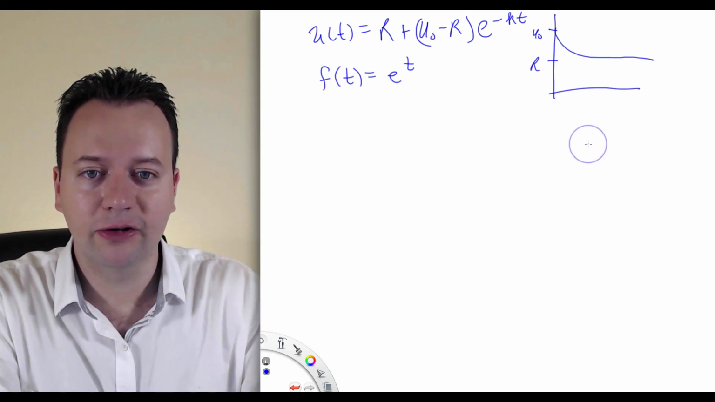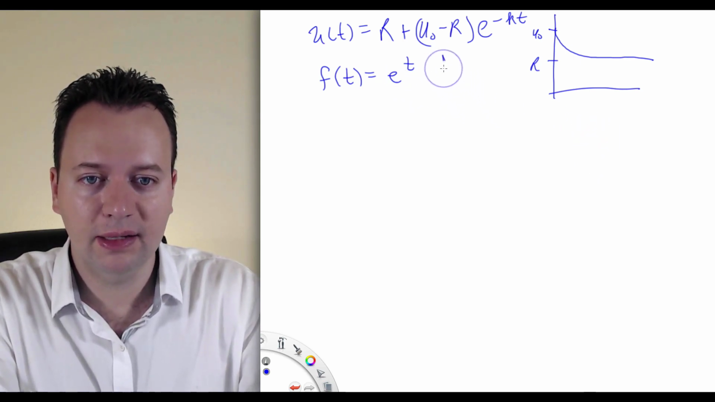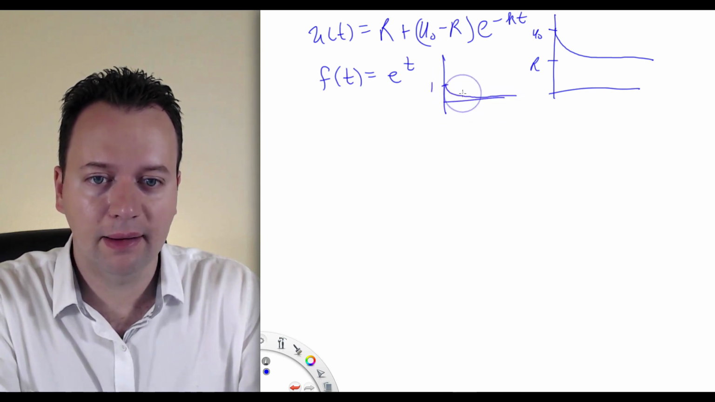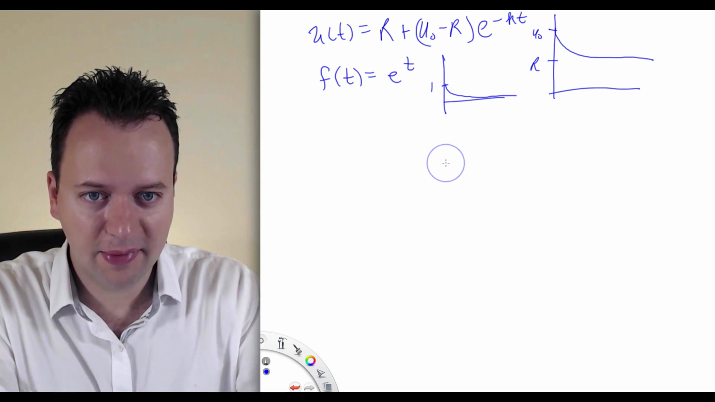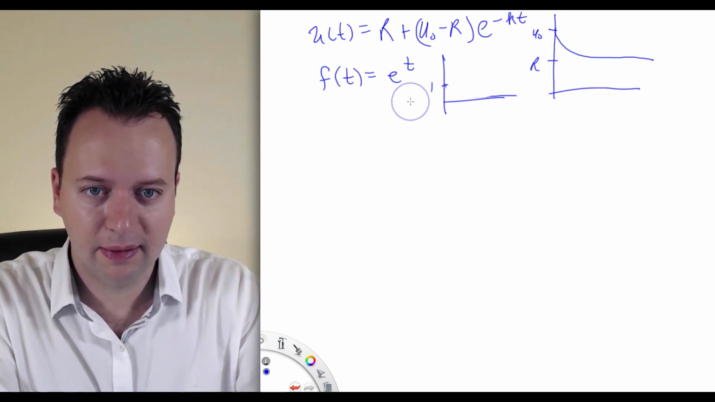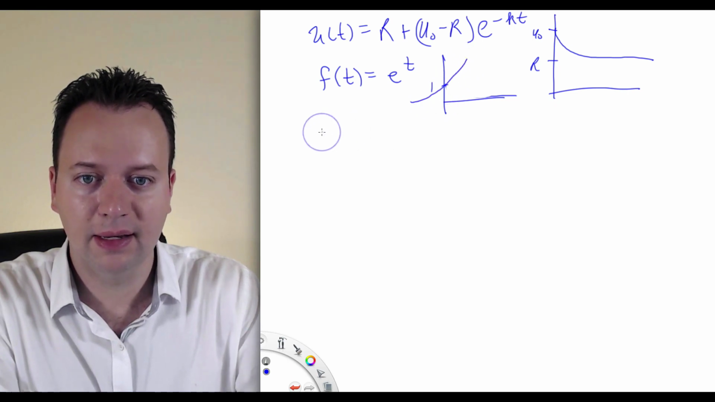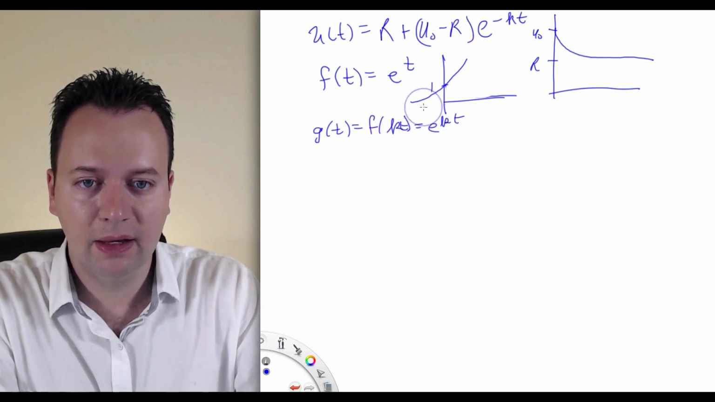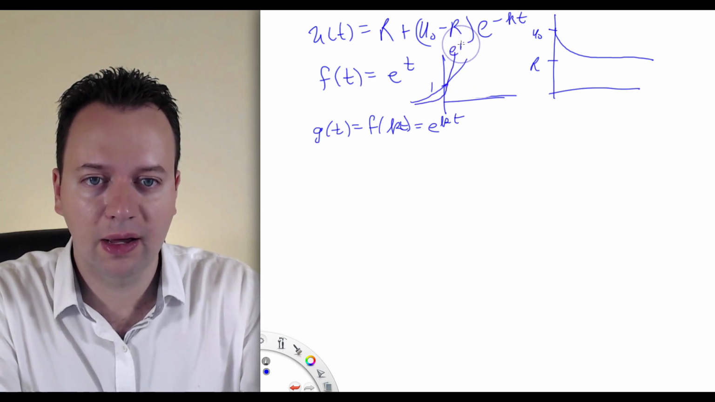But in terms of the functional transformations, we start off with e to the t, so let's start at 1, and it grows. So it's like that. There's e to the t. And then you can say, well, g of t is equal to f of kt. Right, so it's equal to e to the kt. So now we just have something that grows faster. So we've affected the growth rate. So there's e to the kt, e to the t.